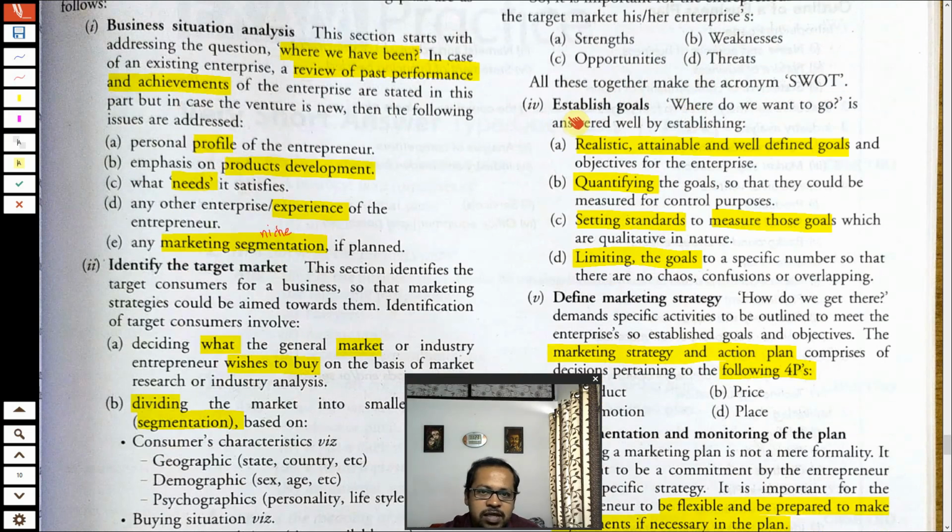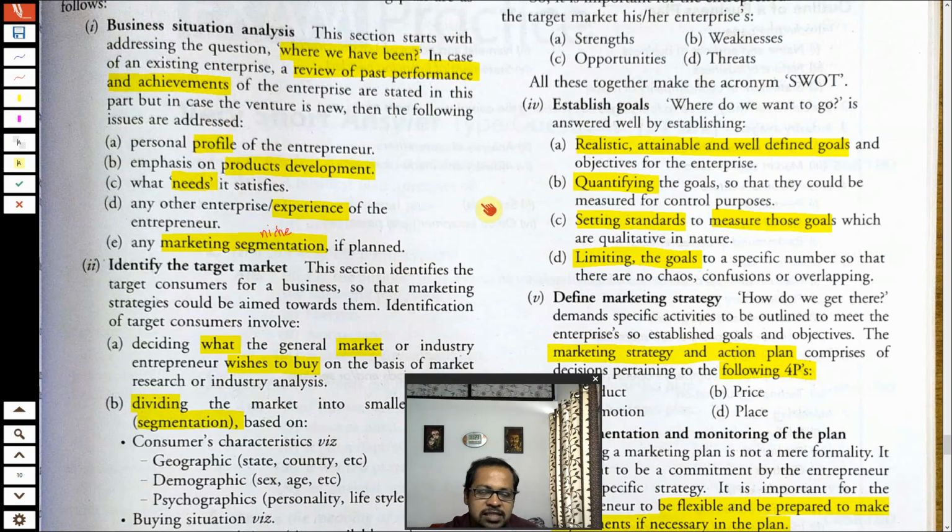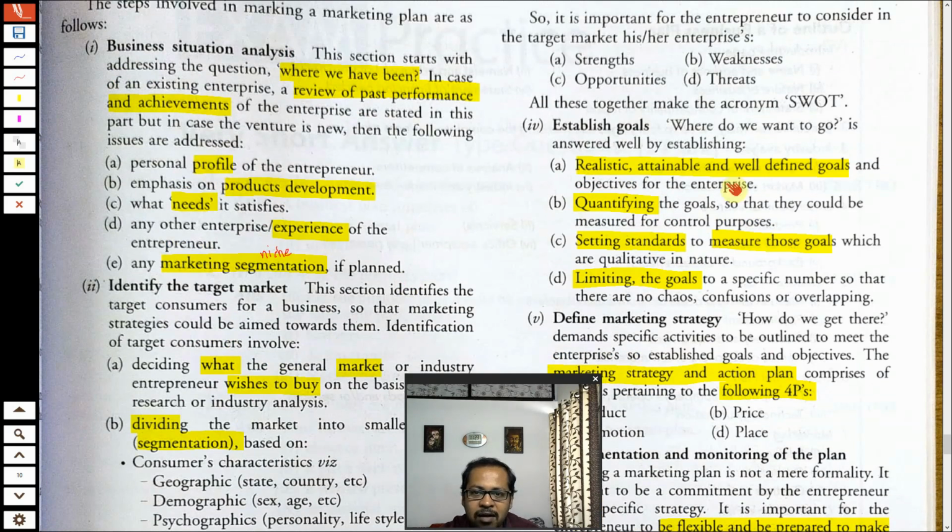Now fourth is to have a clear goal. Once you know about yourself, your target market and your own strengths and weaknesses, now you can decide the goals, because these are the steps. You cannot first decide the goal and then do SWOT analysis. So these are the steps, you cannot change the order. So अब जब आपके पास काफ़ी सारी information है, you can have your well written goals.